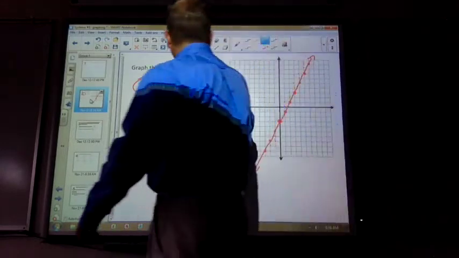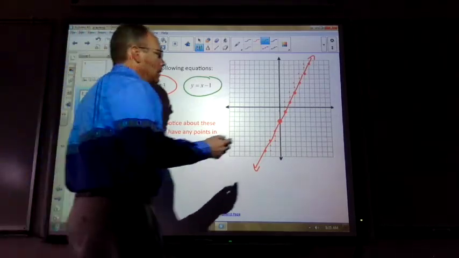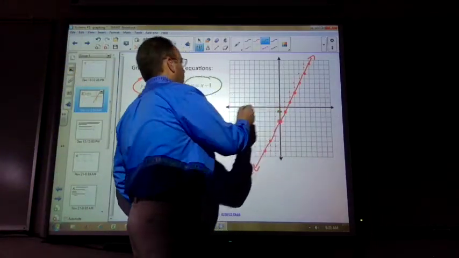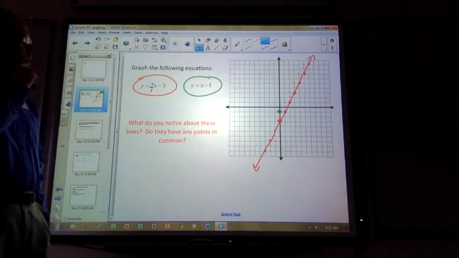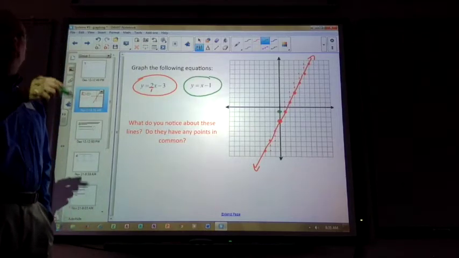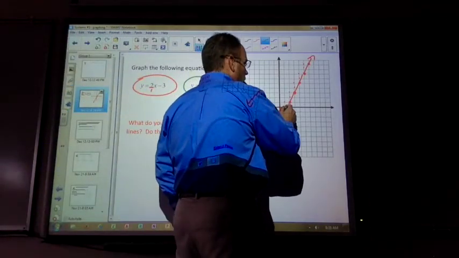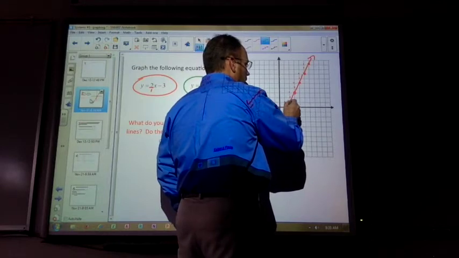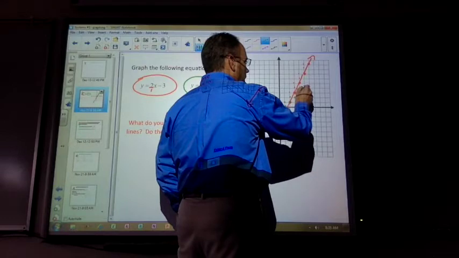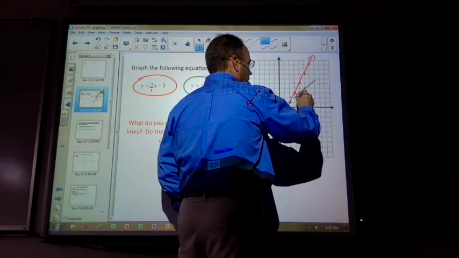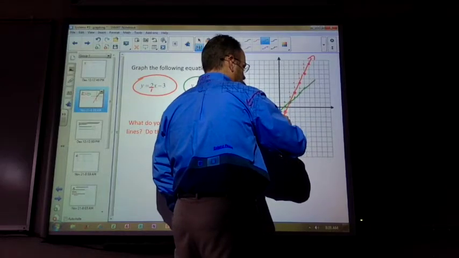Second line, my y-intercept is going to be at negative 1. And then what's my slope? X, which is 1 over 1. So from this point, I'm going to go up 1, right 1, up 1, right 1, up 1, right 1, up 1, right 1, up 1, right 1. So take a look at what this line's doing. Down 1, left 1.